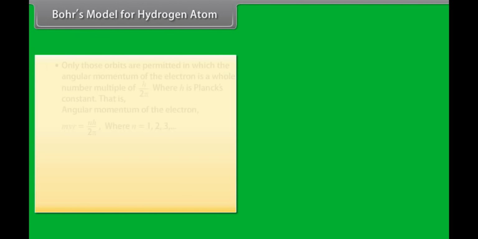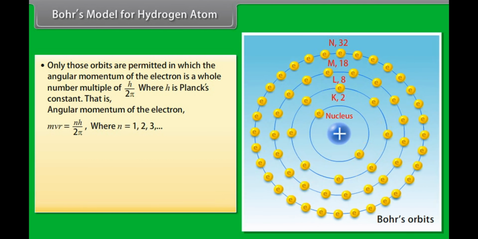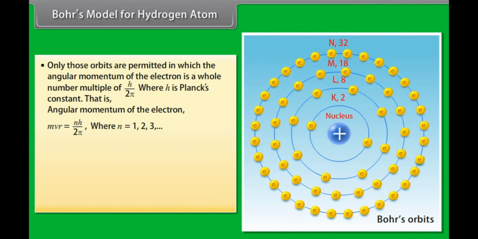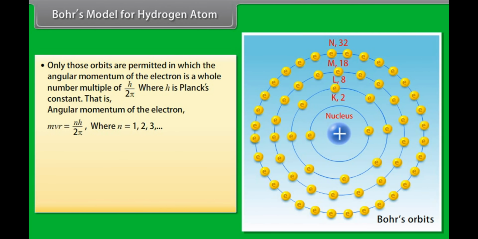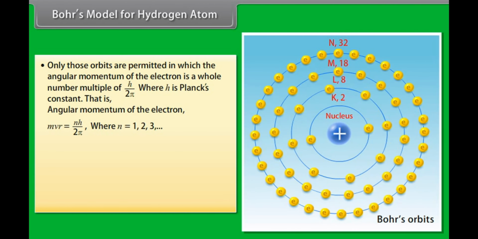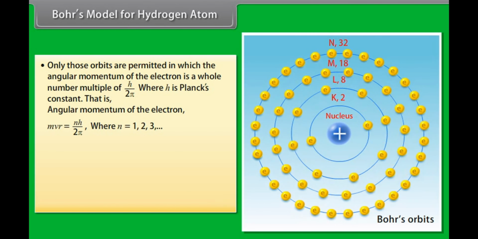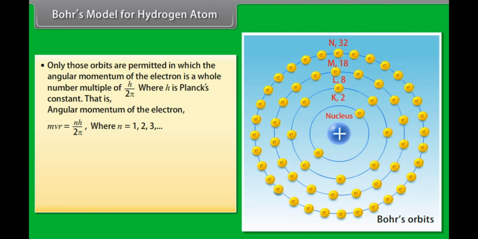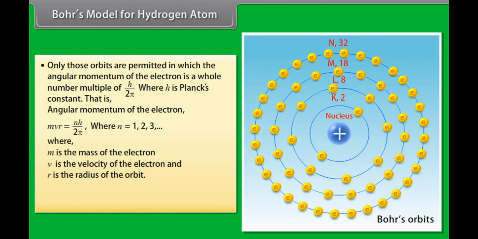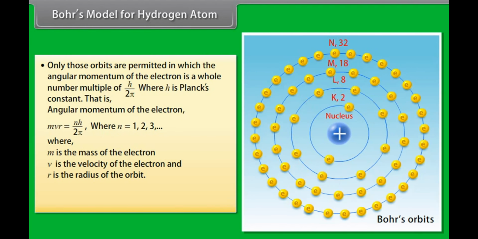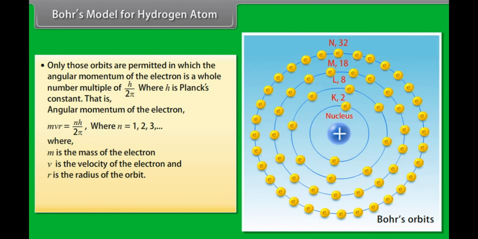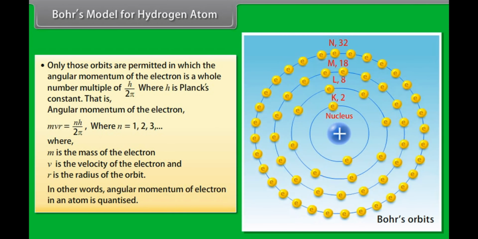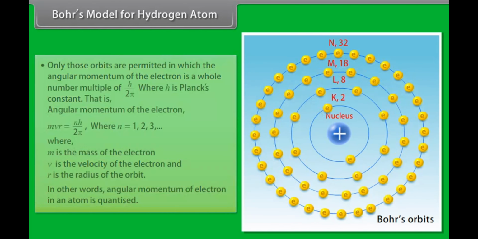shells. Only those orbits are permitted in which the angular momentum of the electron is a whole number multiple of h by 2π, where h is Planck's constant, that is, angular momentum of the electron mvr is equal to nh/2π, where n is equal to 1, 2, 3, etc., where m is the mass of the electron, v is the velocity of the electron, and r is the radius of the orbit. In other words, angular momentum of electron in an atom is quantized.